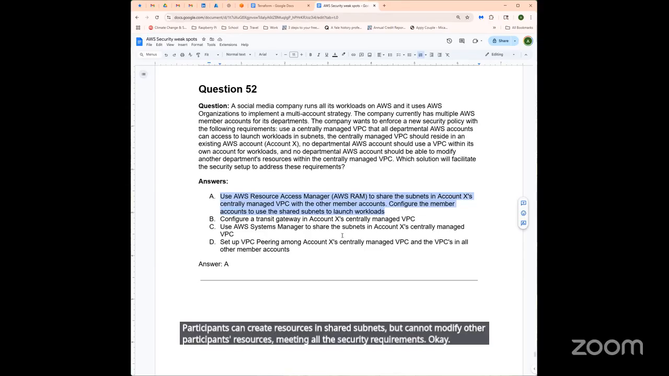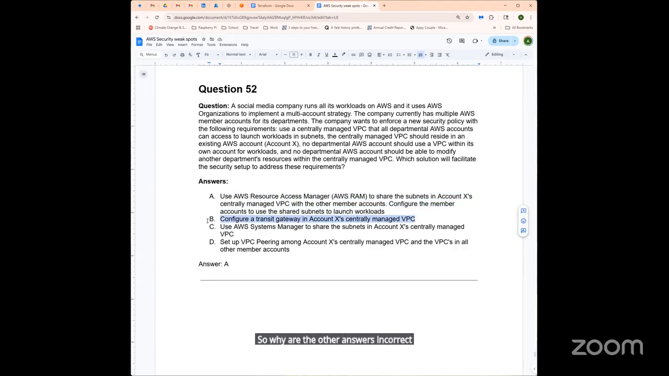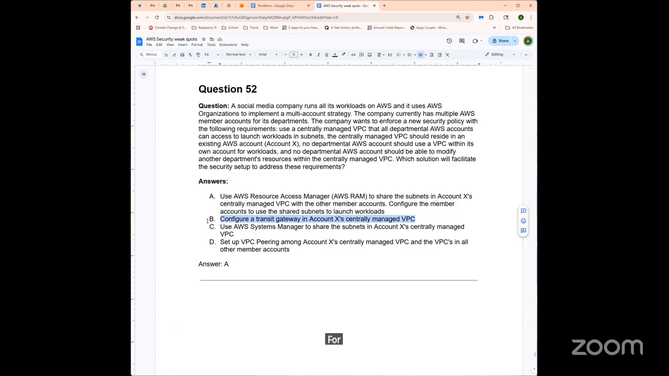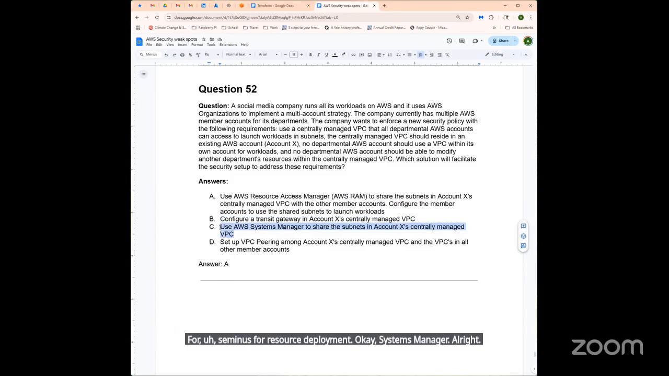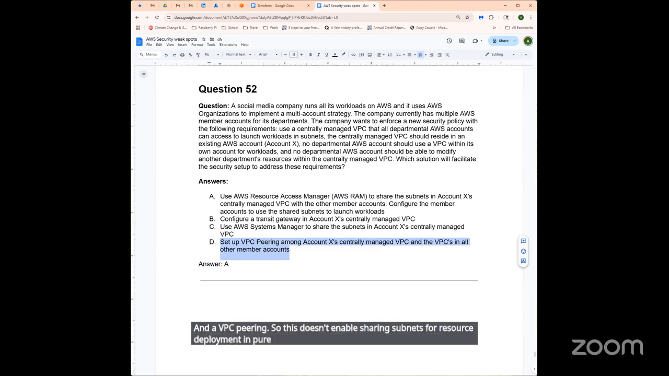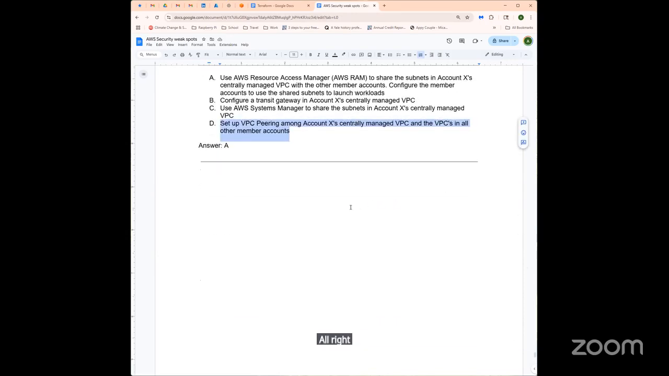Okay, so why are the other answers incorrect? Transit Gateway is used for connectivity, not for sharing subnets for resource deployment. Systems Manager cannot share VPC subnets. It's used for other purposes that are very important, but not this. And VPC peering doesn't enable sharing subnets for resource deployment in peered VPCs. All right, we'll go for the next question.